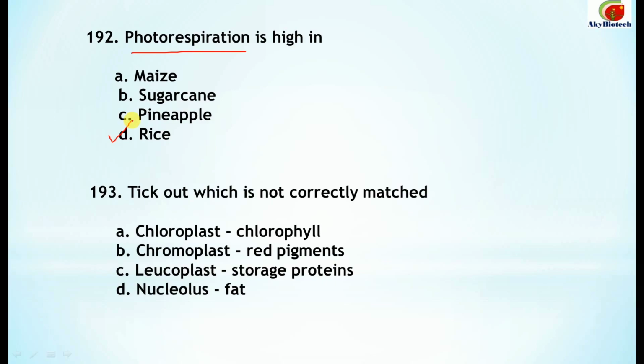Number 193. Pick out which is not correctly matched. Chloroplast is related with chlorophyll, correct option. Chromoplast, red pigments, that is the correct one, and leucoplast, storage protein, again the correct one. So you have to learn all this. And nucleolus related to fat, this one is the incorrect option. So you have to pick out the false option, that is the D part.